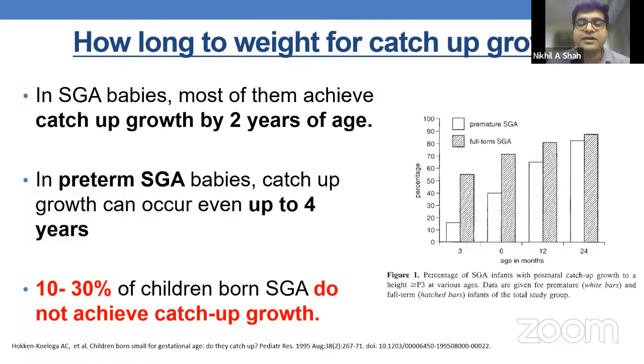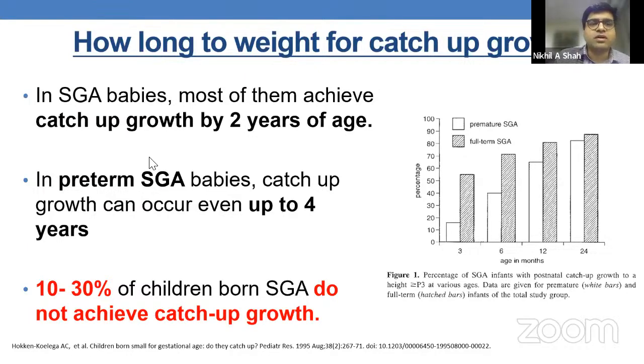10 to 30% of children born SGA do not achieve catch-up growth. So that is a big number. And in Indian studies shown by Khalkar sir et al., the number can be even much higher: 40 to 50% do not achieve catch-up growth. So 1 out of 2 babies is born short. And out of these short children, 1 out of 2 babies is born small for gestational age. And out of that, 1 out of 2 or 1 out of 3 is going to remain short. So that is a huge number.